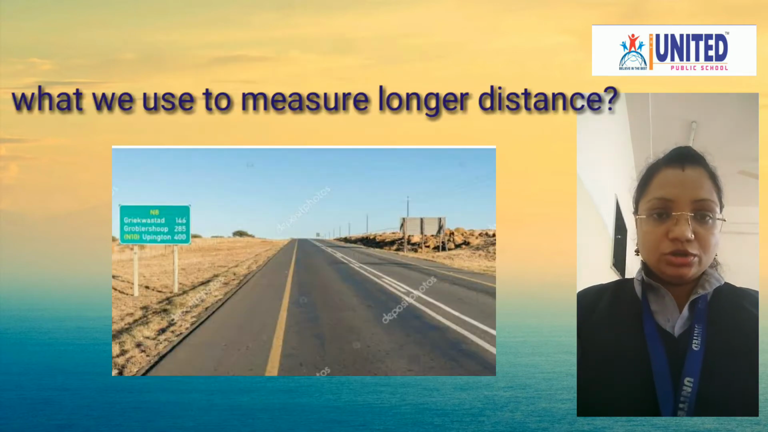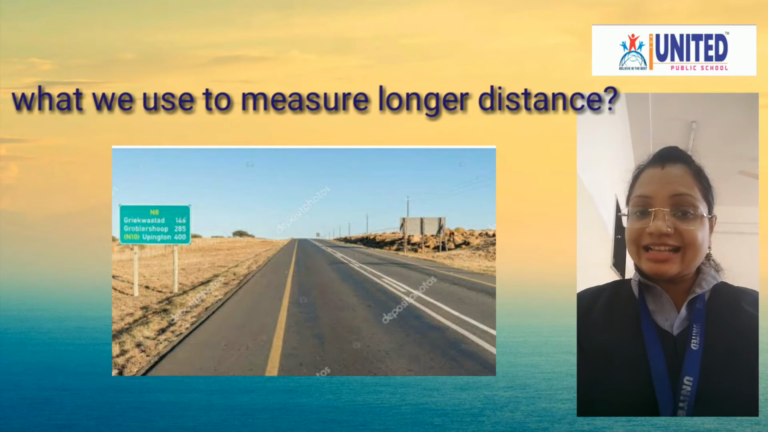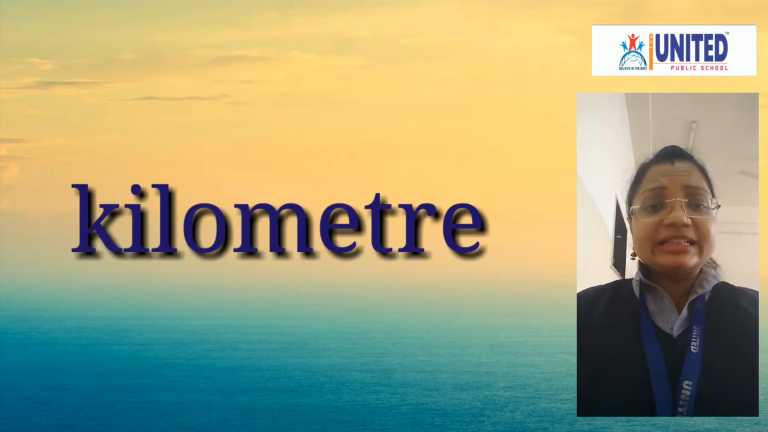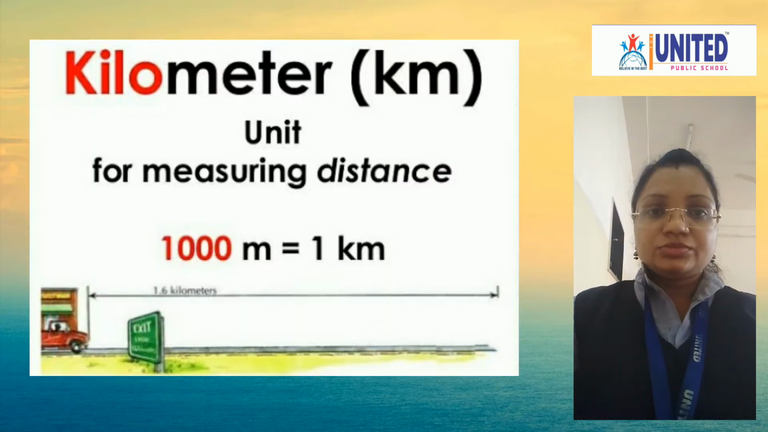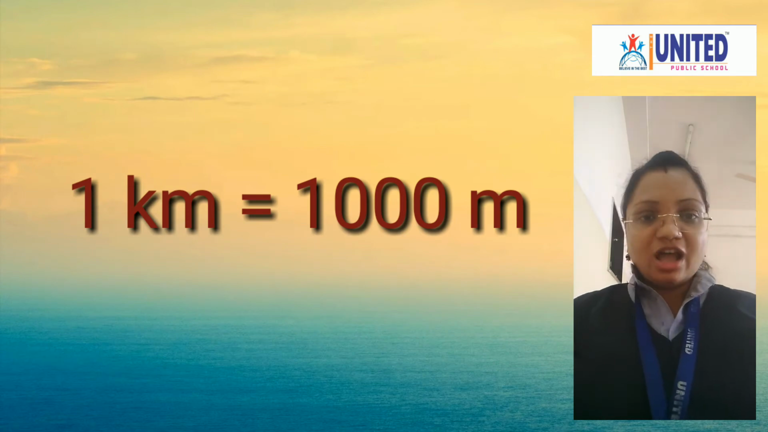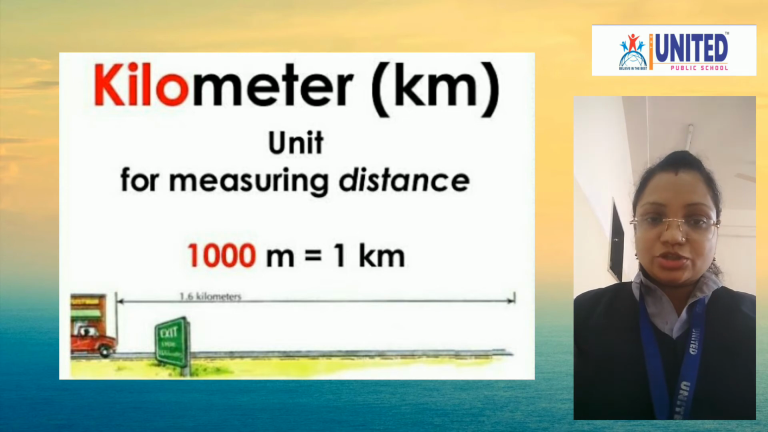Okay, so when we want to measure a longer distance or a longer length, that time we use our next unit, that is the kilometer. So how do we get this kilometer? Yes, when we combine 1000 meters, then we get 1 kilometer. That means 1 kilometer is equal to 1000 meters. So the things or objects which are more than 1000 meters, we can measure in the kilometer also.